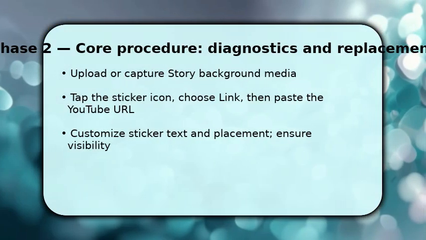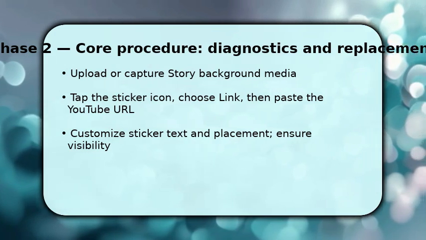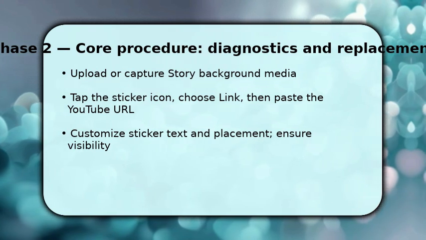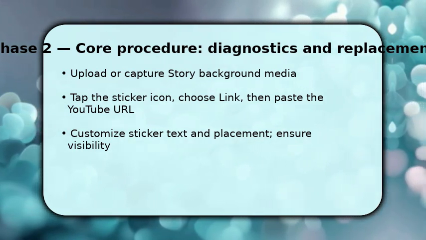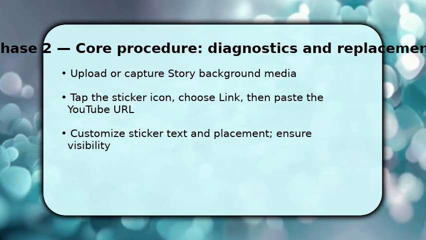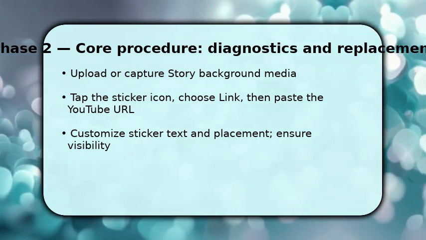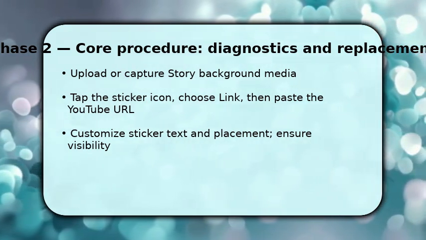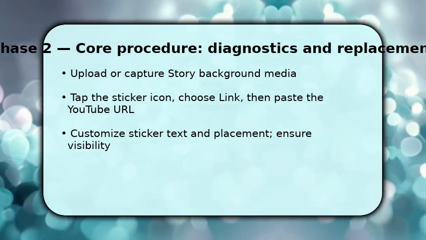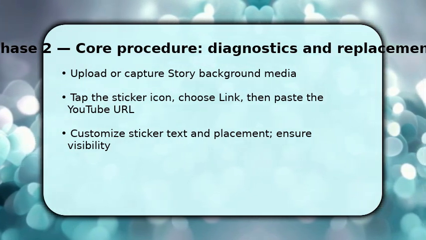With your background ready, tap the sticker button and select the link sticker. This is how Instagram wraps an external URL into a story. Paste the YouTube URL into the link field and press Done. Then edit the sticker text if you want a clearer call to action. Drag and resize the sticker so it sits where viewers will naturally look. Make sure contrast and readability are good, because if viewers can't read the sticker, they won't tap it.